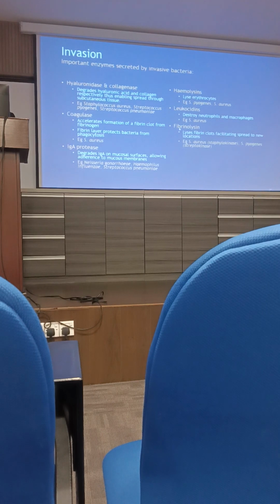Okay, and fibrinolysin is the opposite of it. So Staph aureus has both. Okay, it can produce coagulase, it can also produce fibrinolysin. After that, it can produce fibrinolysin to lyse the fibrin clot that it had formed, and to allow it to spread to the next cell and so on. Okay, so these are all invasive enzymes.